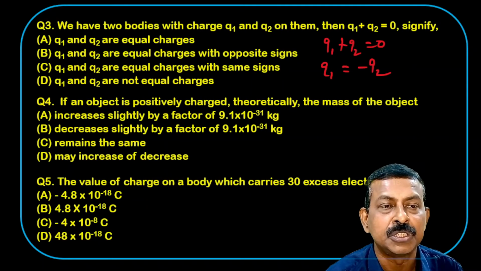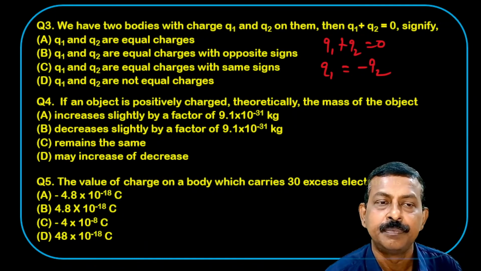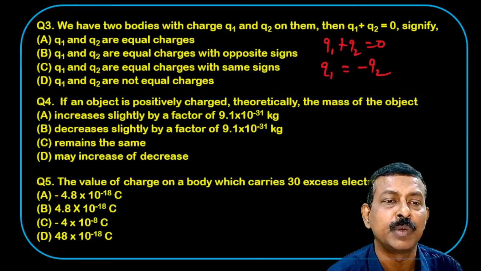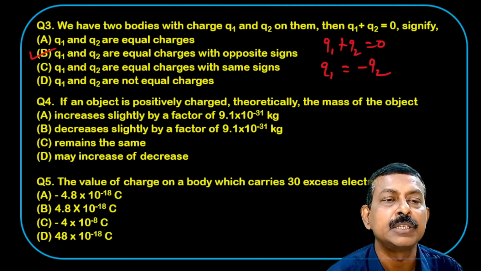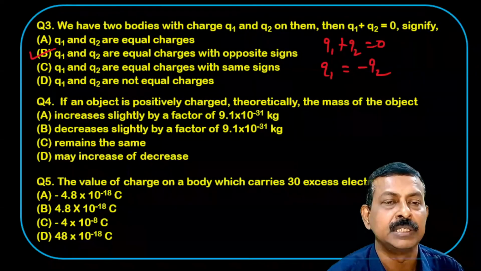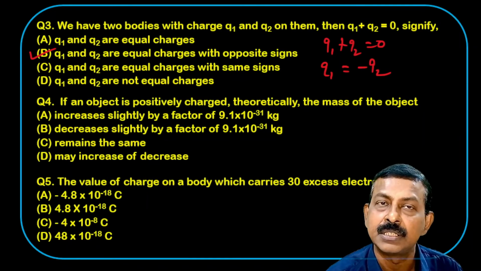So what are the options? Q1 and Q2 are equal charges, but they are of opposite nature. Because if you see the other option, Q1 and Q2 are equal and of opposite sign, this is the correct one. Q1 and Q2 are equal but same sign, this is wrong. Q1 and Q2 are not equal charges, so this is also wrong. So that means the second one is the correct option.